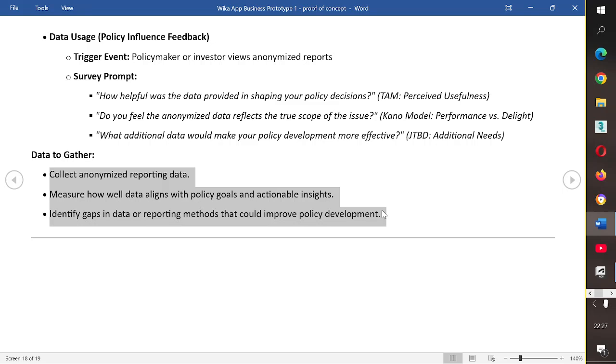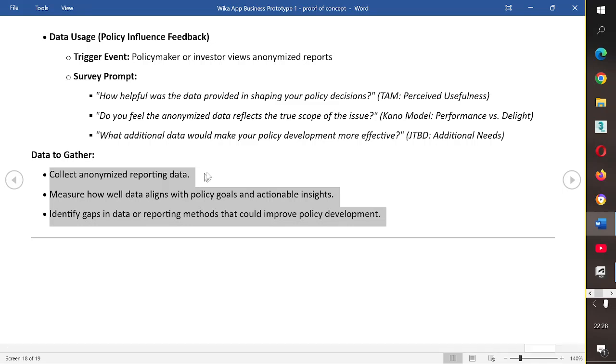Now this becomes interesting because we will be looking at what aligns with their policies and the actionable insights. And also we'll identify gaps, but we'll also look at whether the anonymized reporting data is aligned to what they are interested in their policies. Because even data privacy and cyber security are very much controlled by policy. So we have to see how our own anonymized reporting system aligns with the existing policy. That's what we're producing.